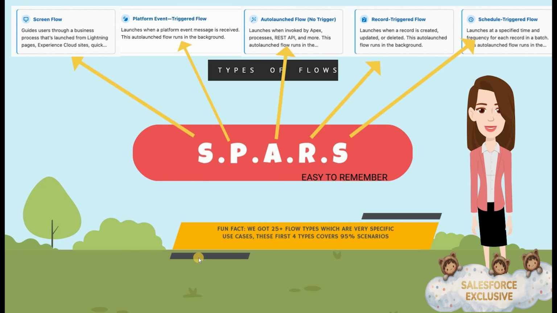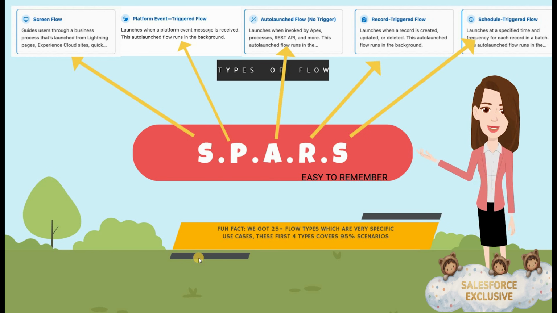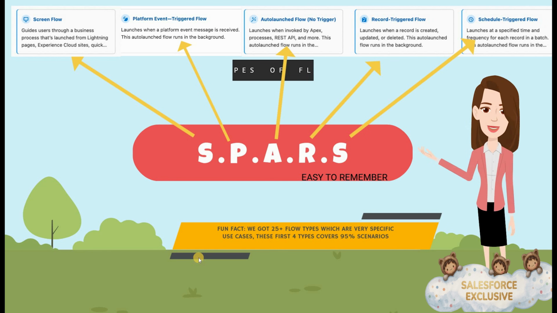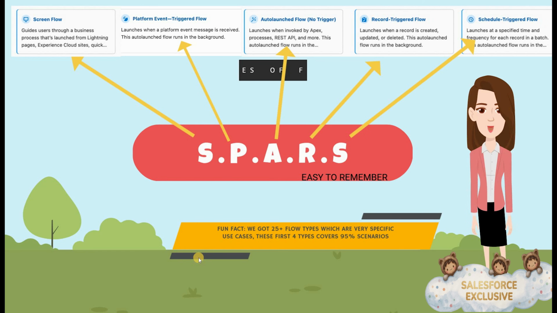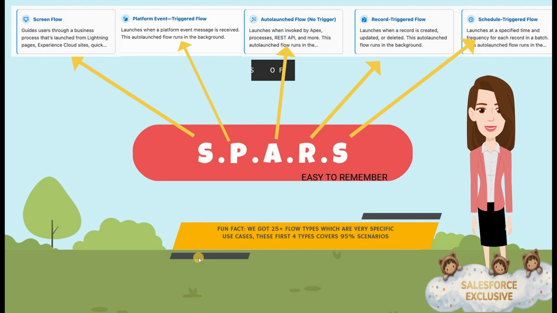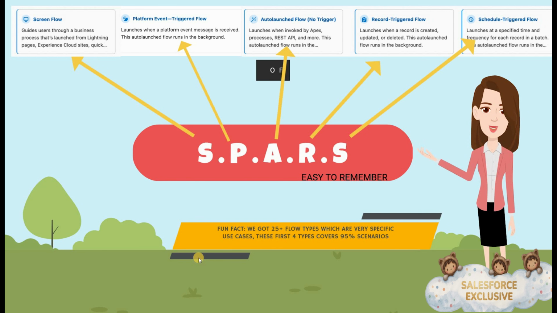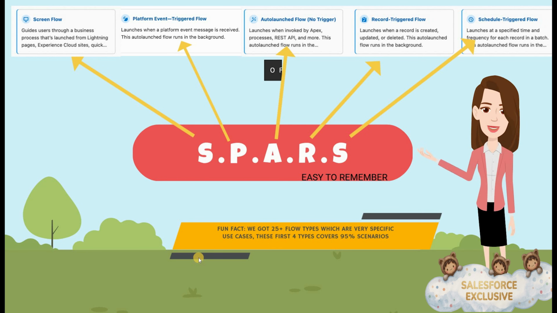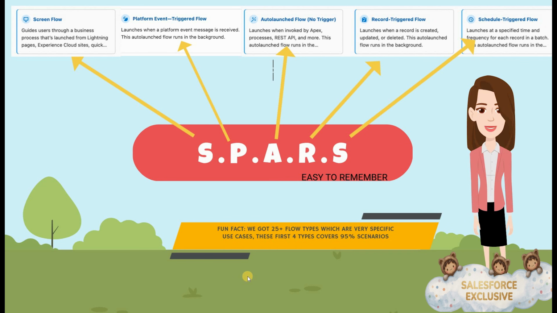To remember this, the easiest way is SPARS, S-P-A-R-S. S stands for screen flow, P stands for platform, A for auto-launched, R for record trigger, S for schedule-triggered flow. And there is a fun fact here: we have 25 flow types, which are used for very specific use cases. These 4-5 flow types which you are seeing on top will cover 95% of the scenarios.